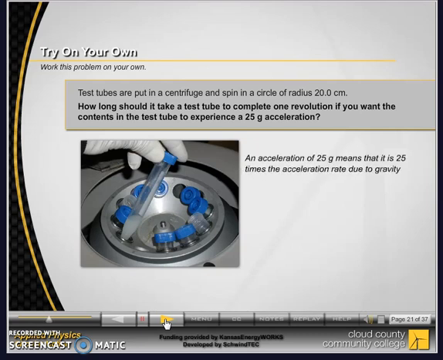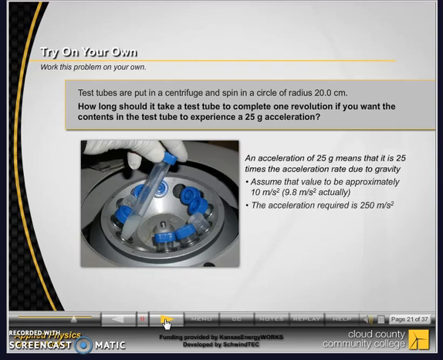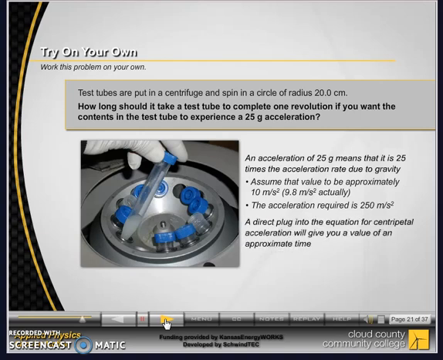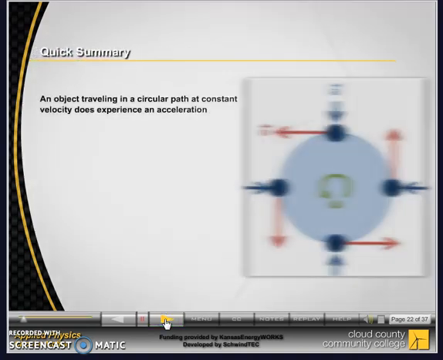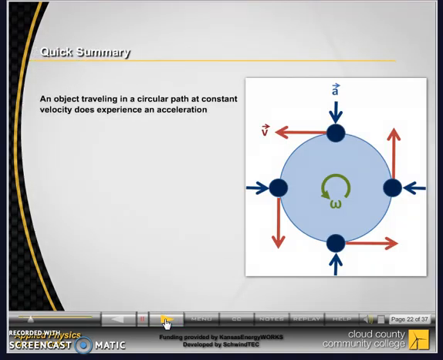Recall that an acceleration of 25 g means that it is 25 times the acceleration rate due to gravity. If we assume that value to be approximately 10 meters per second squared, then the acceleration required is 250 meters per second squared. A direct plug into the equation for centripetal acceleration will give you a value of an approximate time.